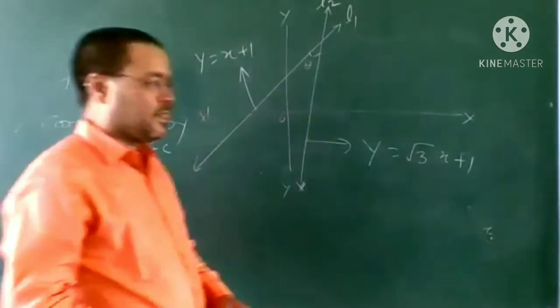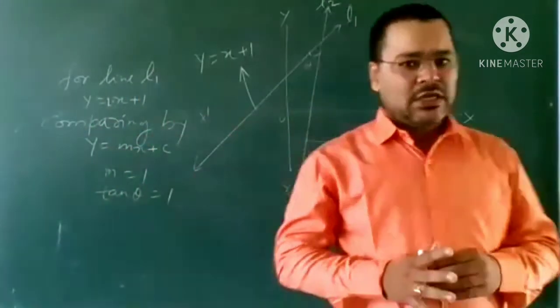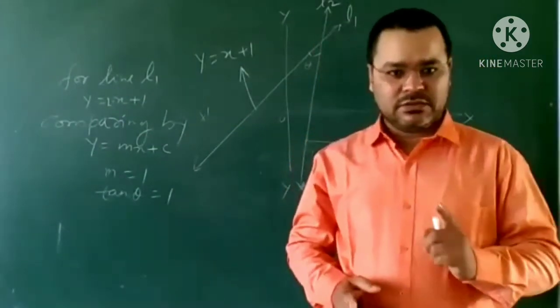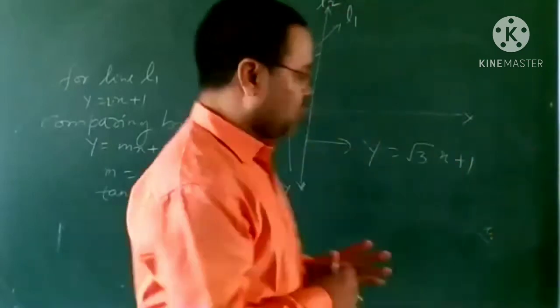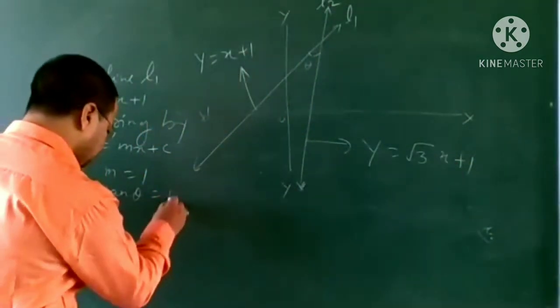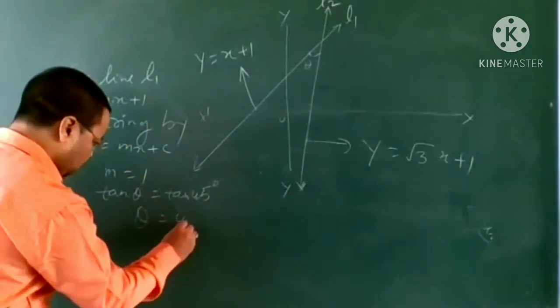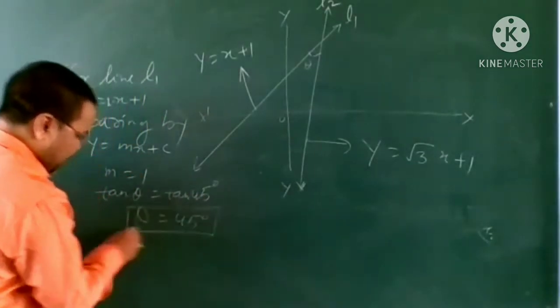Now we should think that in a tan for which angle the value is 1, that will be tan 45. Here at the place of this we can write tan 45 degree. Then theta is equal to 45. Directly you should write here.